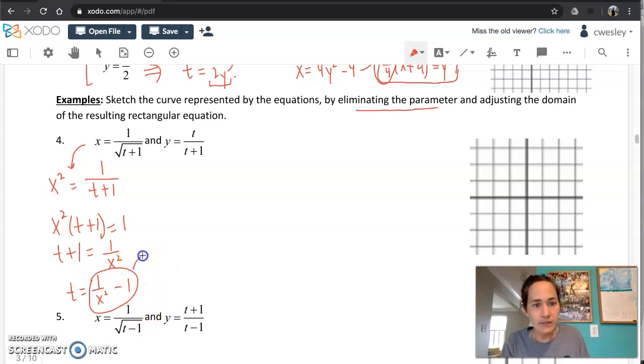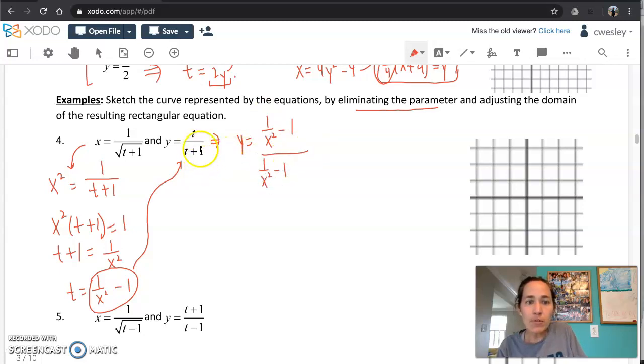Step 2, take this back up to the other part of the parametric equation, and let's sub in for both of those t's in terms of x. You get y equals 1 over x squared minus 1 over 1 over x squared minus 1, and then plus the original 1 that was sitting in the equation previously. So plus 1 on the bottom there.